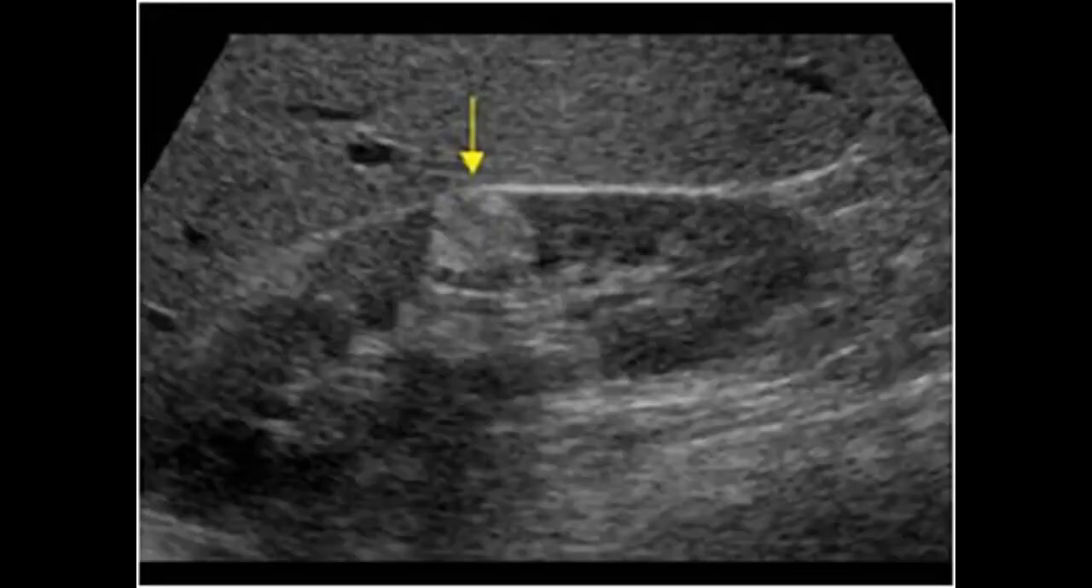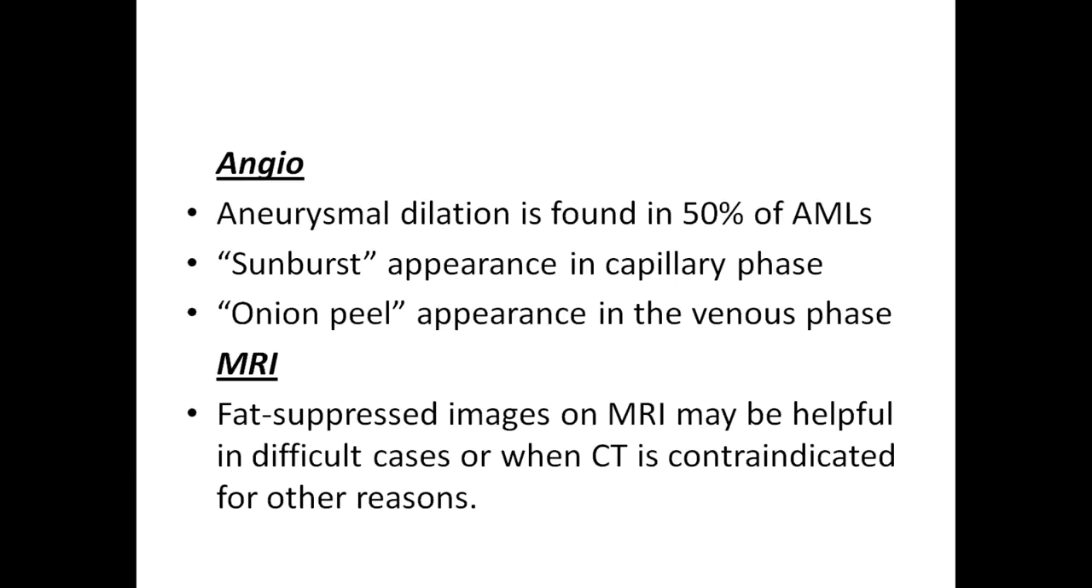And this is one classical ultrasound picture of the angiomyolipoma. You can see the hyperechoic area, the arrow shows the hyperechogenic lesions. And angiogram shows an aneurysmal dilatation in almost half of the patients, and sunburst appearance and onion peel appearance are very classical in angiomyolipomas.